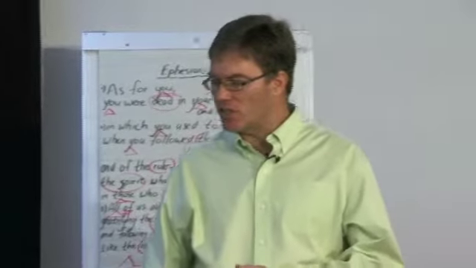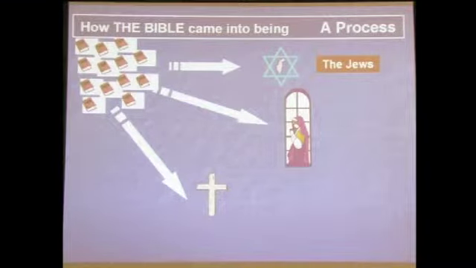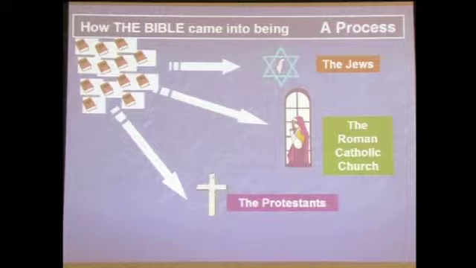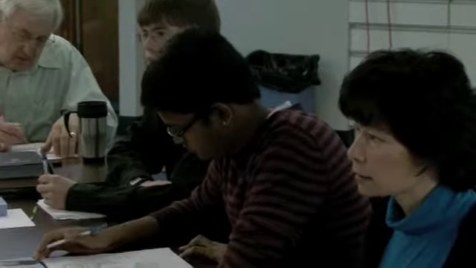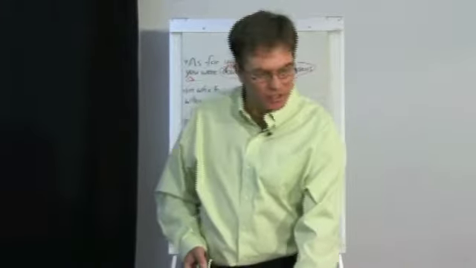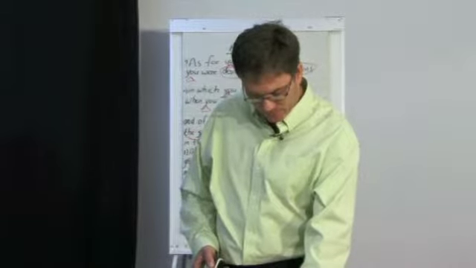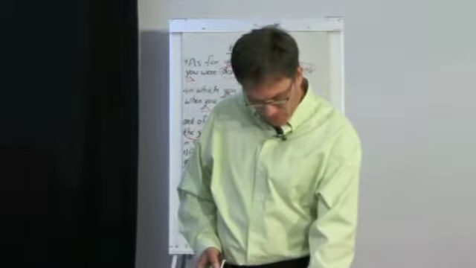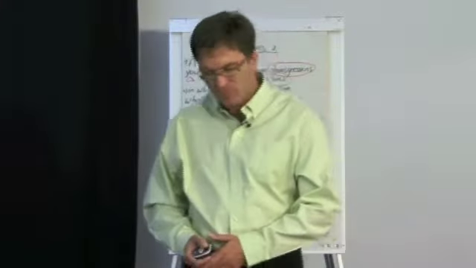Thank you. If you look on the screen, you will see the three main groups in this complicated process: the Jews, the Roman Catholic Church, and the Protestants. Now you can go back to your notes and just fill in the missing words. The Jews did or did not accept the Apocrypha as part of their scriptures. What do you think? They did not. Protestants did or did not accept the Apocrypha as scripture. They did not. The Roman Catholic Church did.